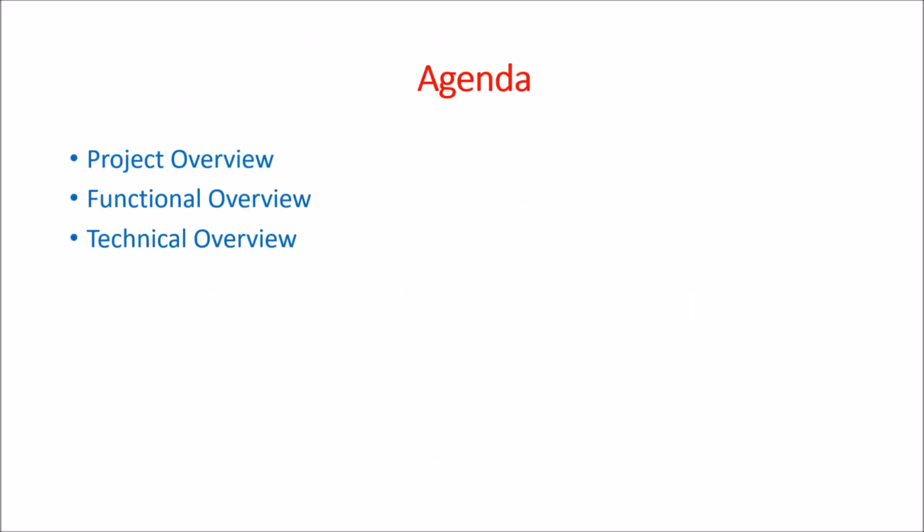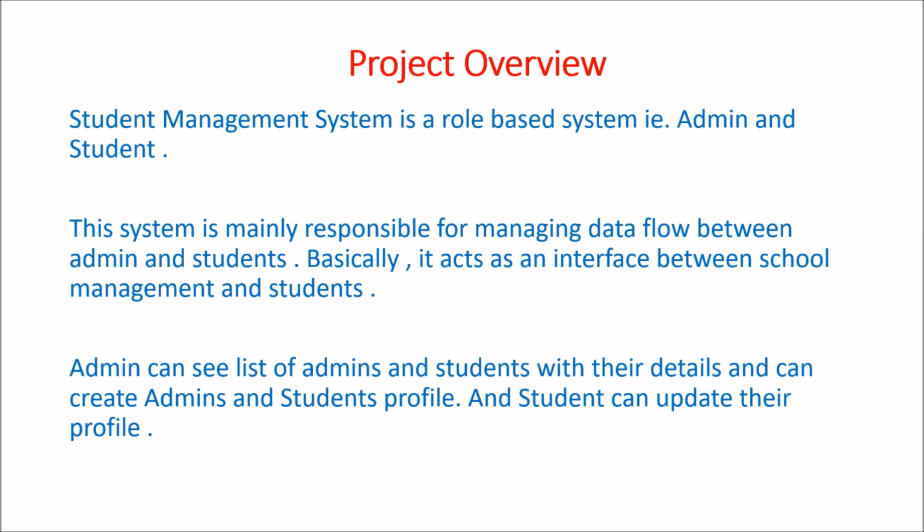So the agenda is project overview, with a functional overview and a technical overview. Student management system is a role-based system with two roles, admin and student. This system is mainly responsible for managing data flow between admin and students. Basically, it acts as an interface between school management and students.